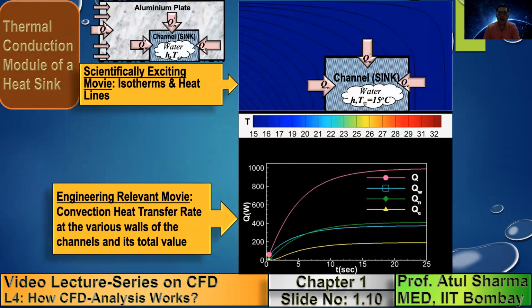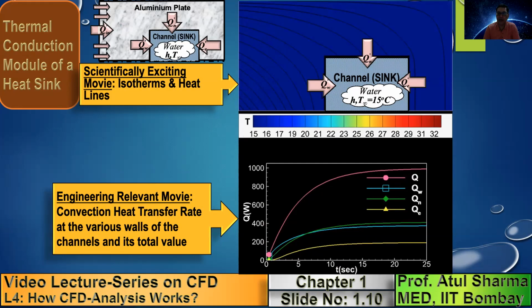This movie I will call the scientifically exciting movie, and this movie I will call the engineering relevant movie. Here the actor is the rate of heat transfer, and the rate of heat transfer corresponding to the west wall, north wall, and east wall of the channel is shown here. And here the pink color hue corresponds to the summation of all these three heat fluxes. So this is the total amount of heat entering this channel at various time instants.